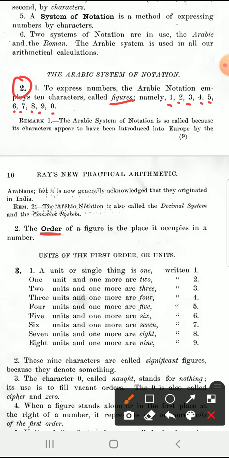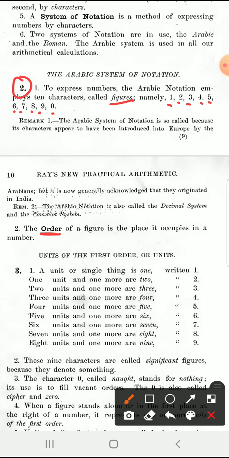So the two important points when studying the Arabic system of notation teach us how to express any number by changing the figures and the order of those figures, or the place of those figures in a number. And we'll study that in the coming lessons. Let's take a look at these two remarks that are made in the text, which are just interesting little observations.